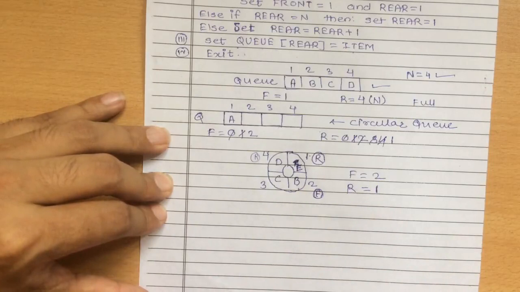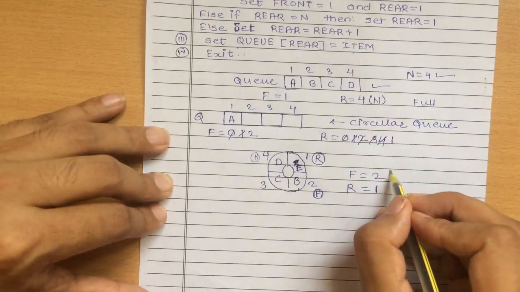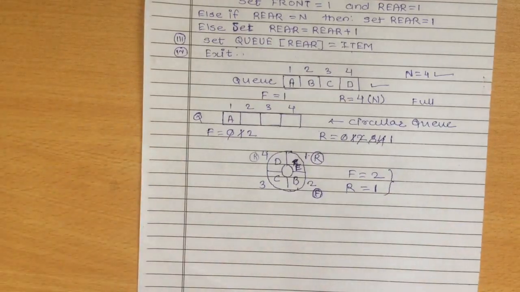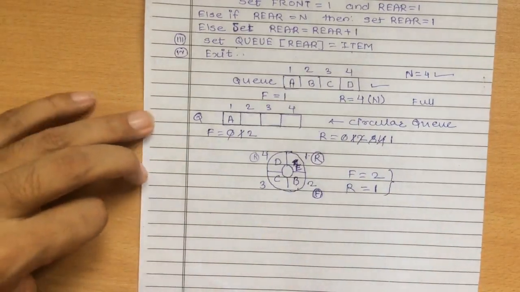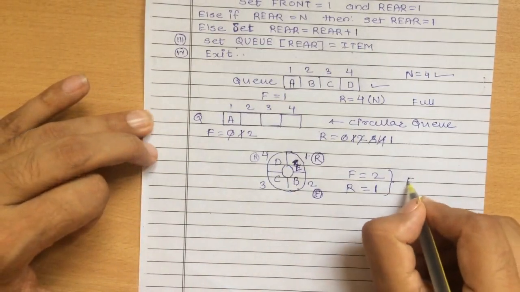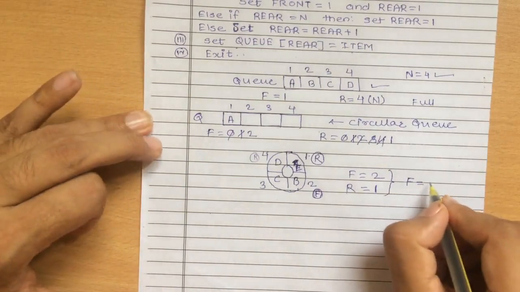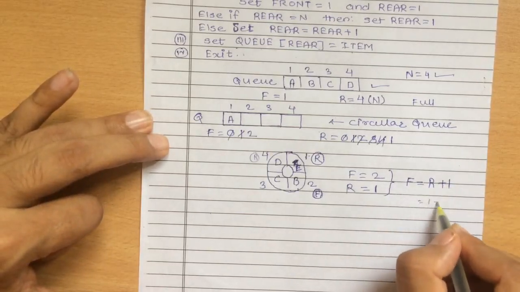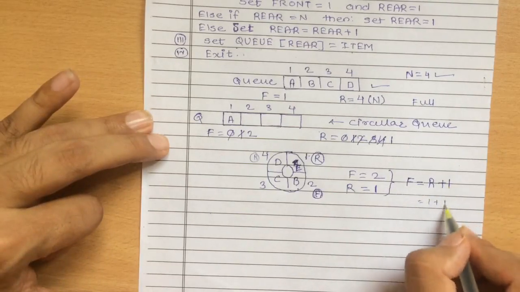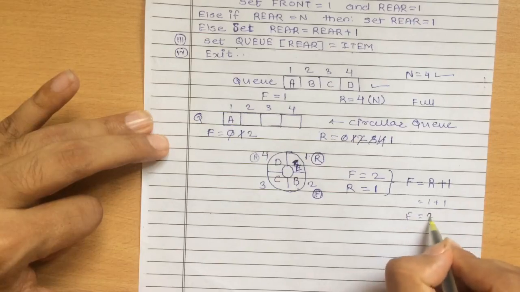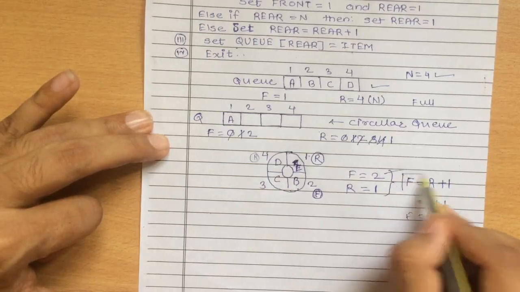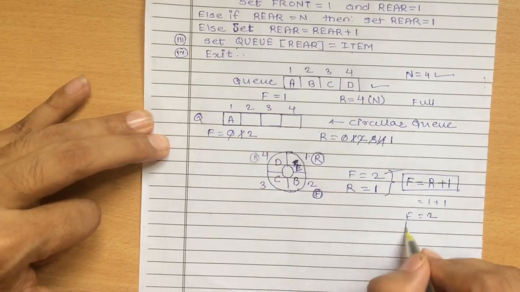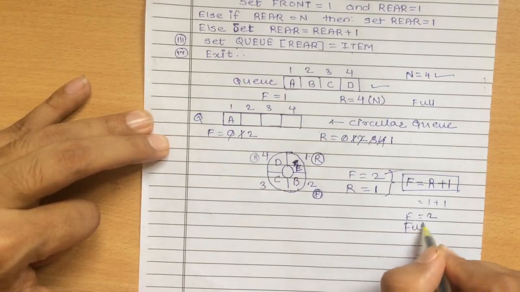But in this case also my queue is full. So how do we write the condition for this case? I will simply write front is equal to rear plus 1. Rear is 1, plus 1, I will get the value 2. It is right, it is 2. So when front is equal to rear plus 1, it indicates my queue is full.